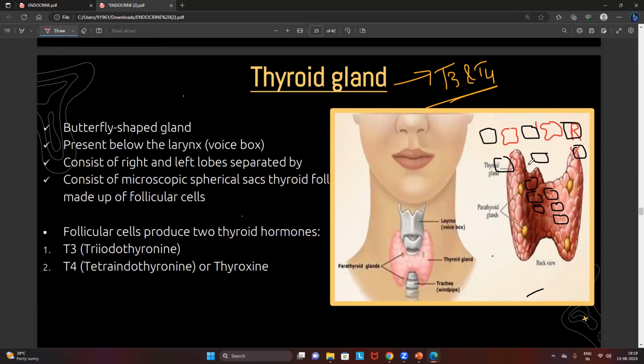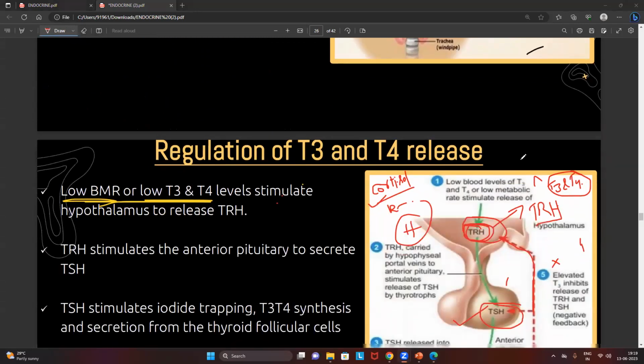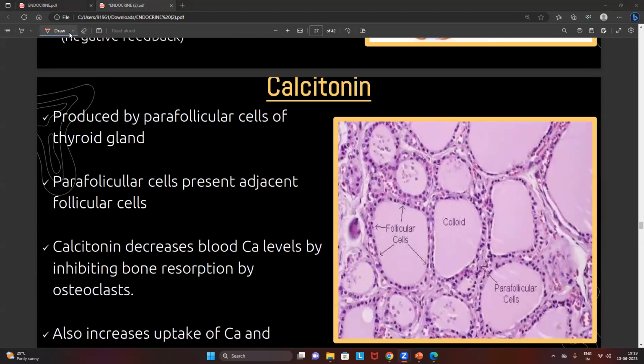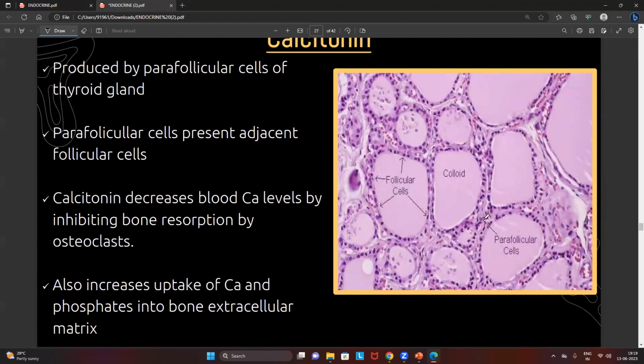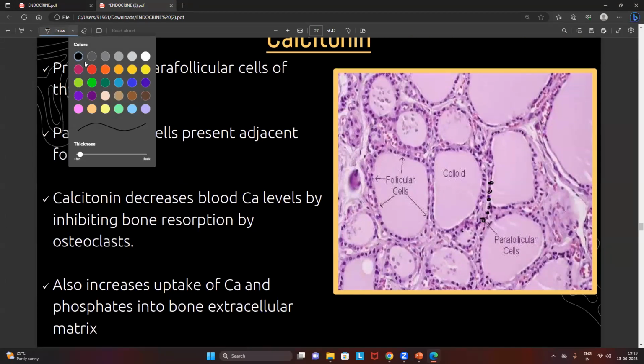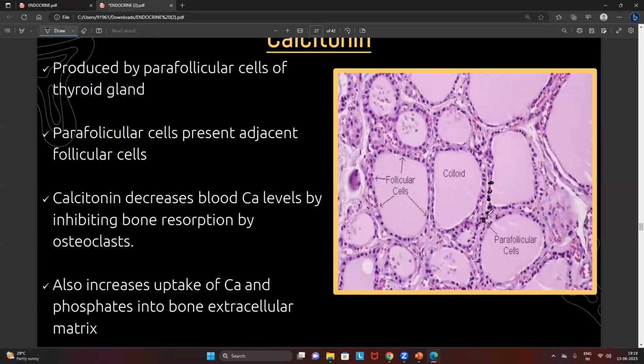What do we call that particular cell? We call them parafollicular cells. Where are they present, friends? They are present in between the follicular cells. If you look into this beautiful diagram, this is one follicular, this is another follicular, another, and another. So exactly in between those follicles, these are all the gaps.